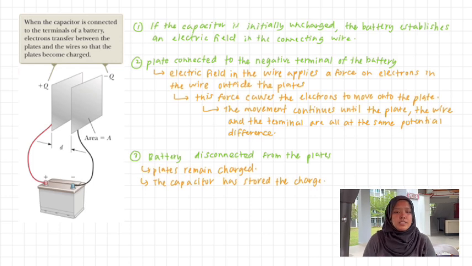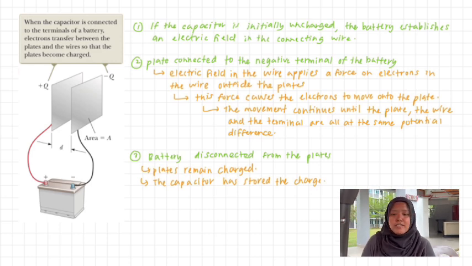Once this equilibrium situation is attained, a potential difference no longer exists between the terminal and the plate. As a result, no electric field is present in the wire and the electrons stop moving. The plate now carries a negative charge. A similar process occurs at the other capacitor plate, where electrons move from the plate to the wire, leaving the plate positively charged. In this final configuration, the potential difference across the capacitor plates is the same as that between the terminals of the battery.